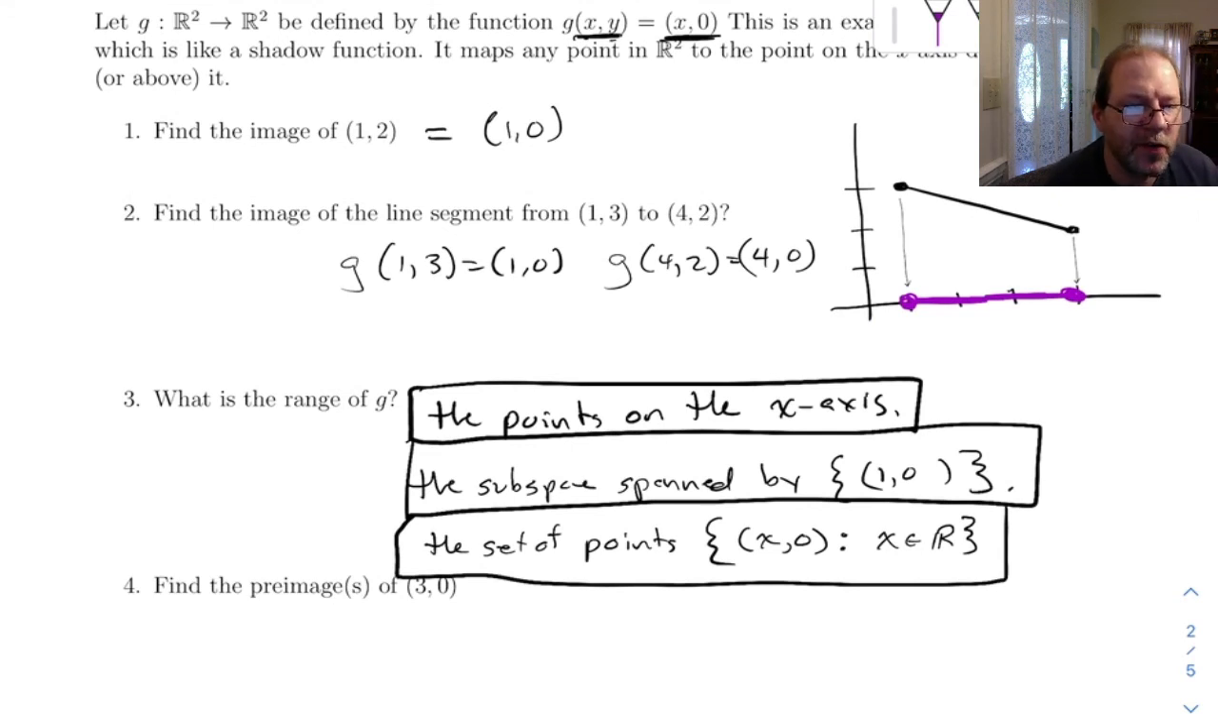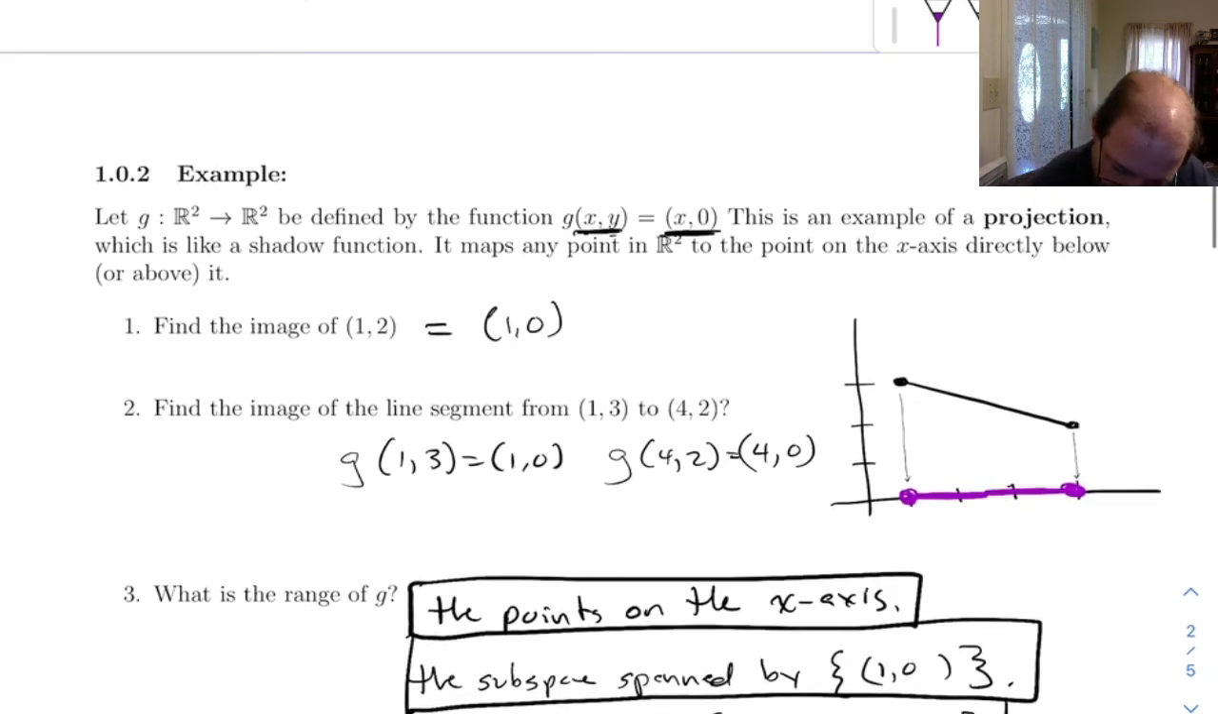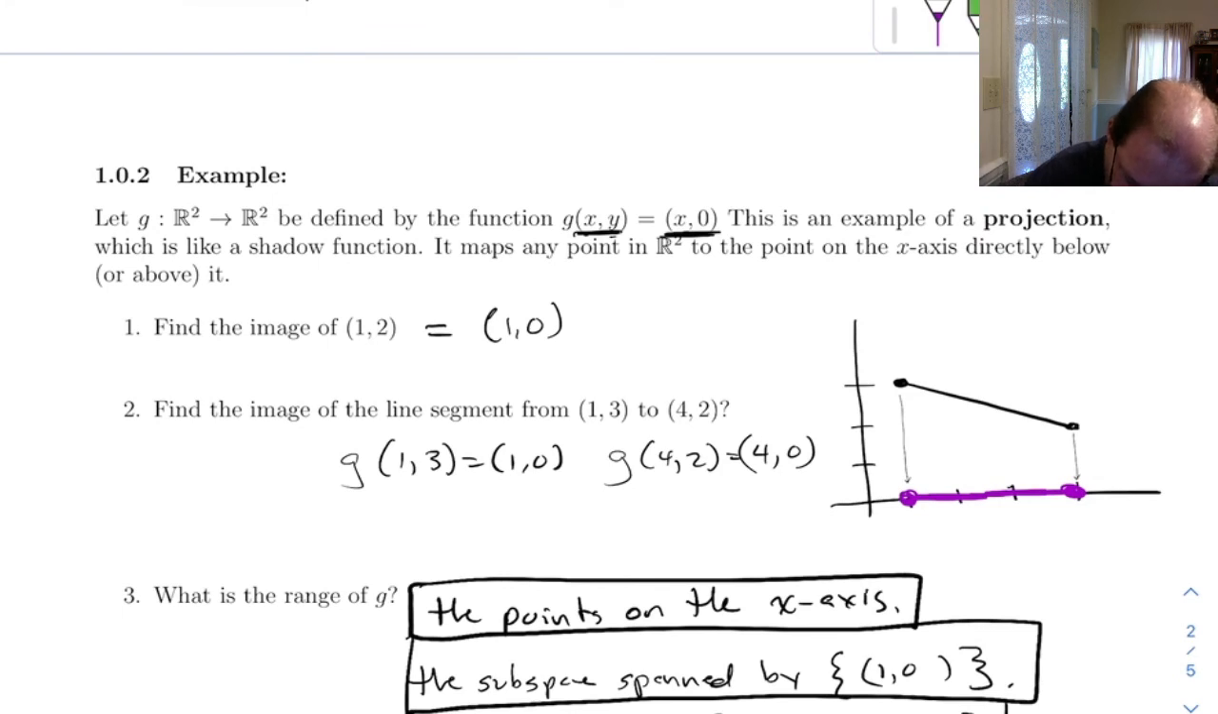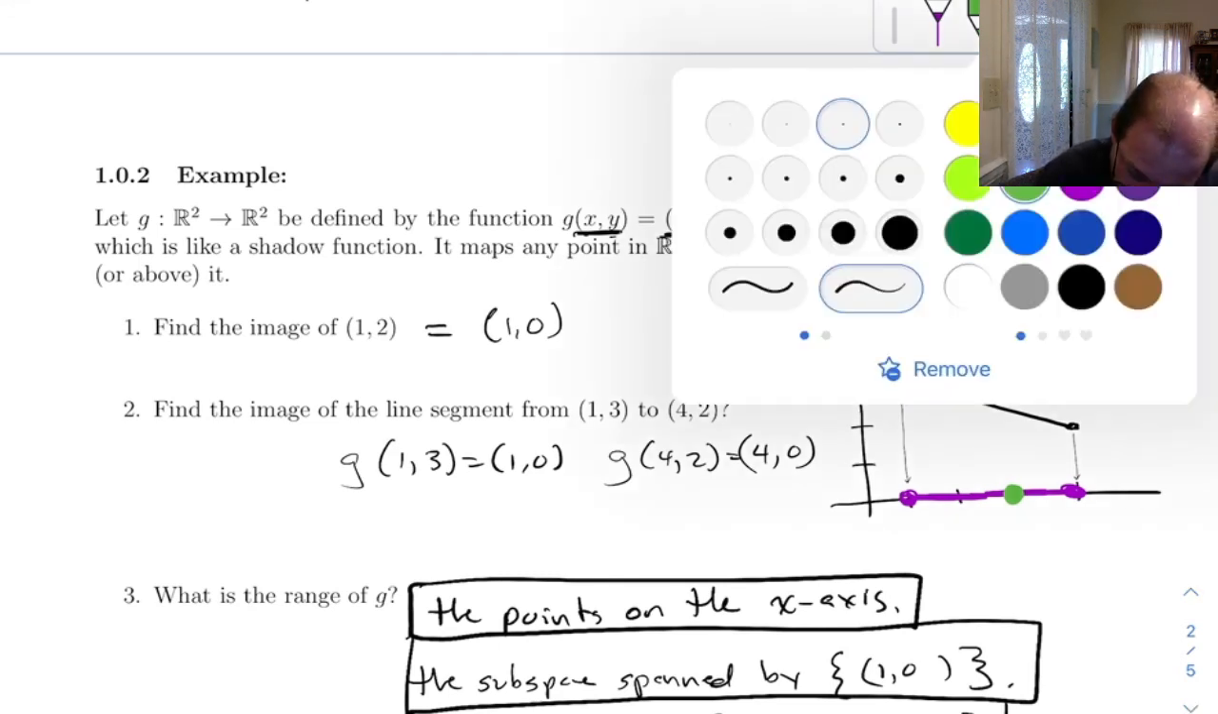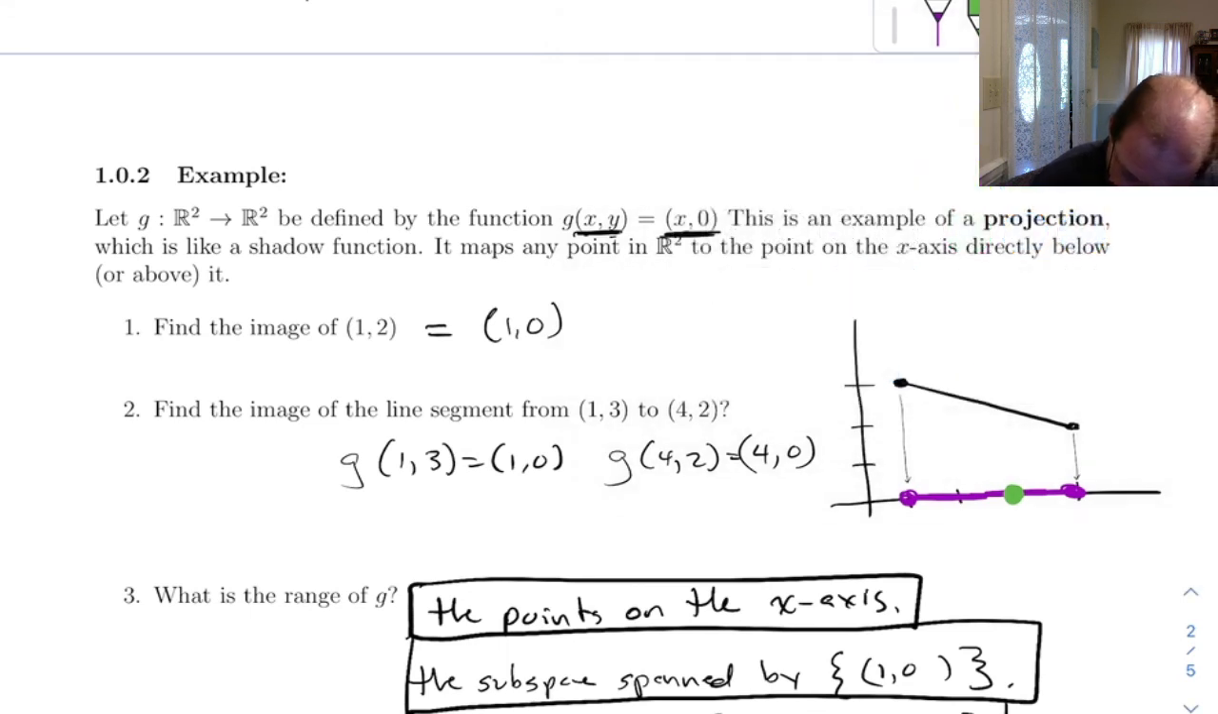Okay, what about this next one? Find the pre-images of (3, 0). If you come over here, I'm going to mark that in green. (3, 0) is this point here. And if you look at what gets mapped to that, everything above and below it. So the pre-images of this are going to be everything straight above it or straight below it.